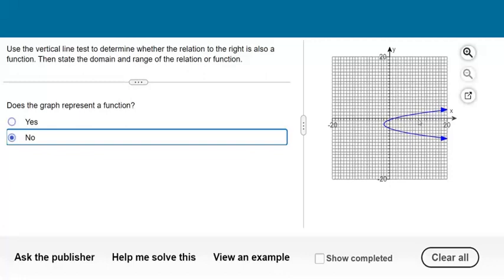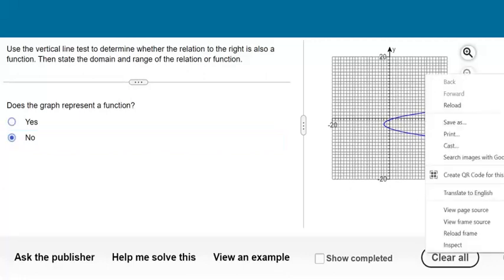Like if I put in x equals 10, I have two outputs. X equals 10 could give us y equals like 2. X equals 10 could give us y equals like negative 7 down here. So x equals 10 has two different outputs. It means it's not a function.